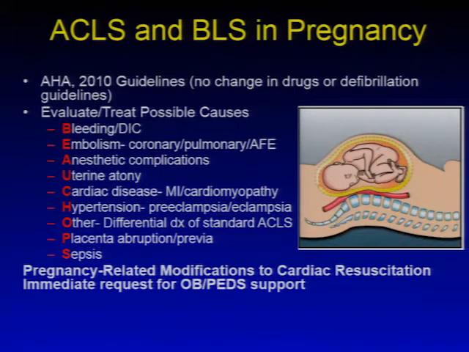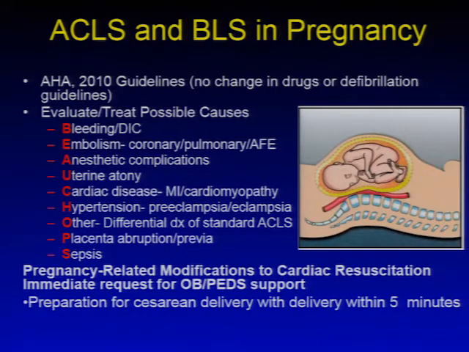B for bleeding, E for embolism, A for anesthetic problems, U for uterine atony, C for cardiac disease, H for hypertension, O for others, P for placental problems, and S for sepsis, these being the most common causes of maternal cardiac arrest. The other, besides left lateral uterine displacement, is preparation for cesarean delivery of the baby within 5 minutes of the arrest if the mother remains in arrest.